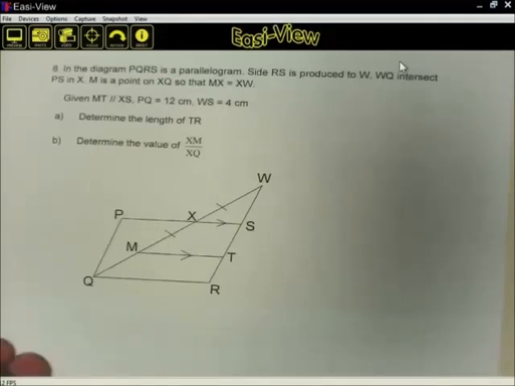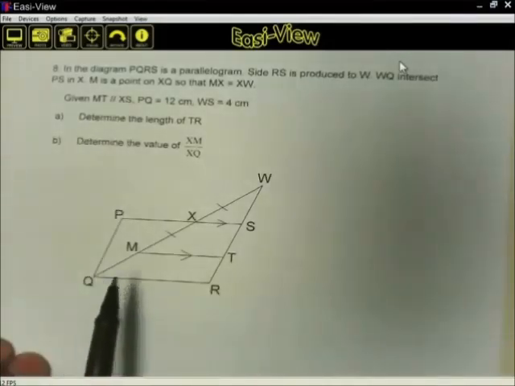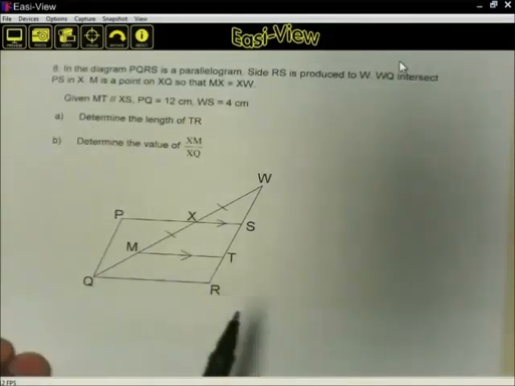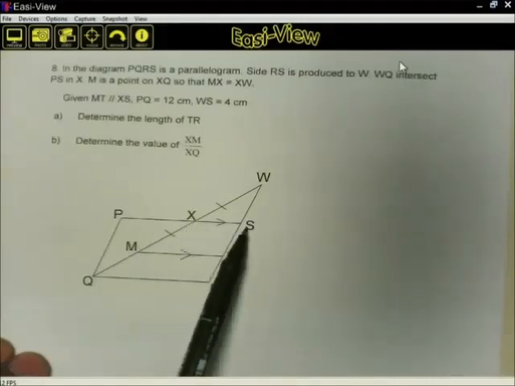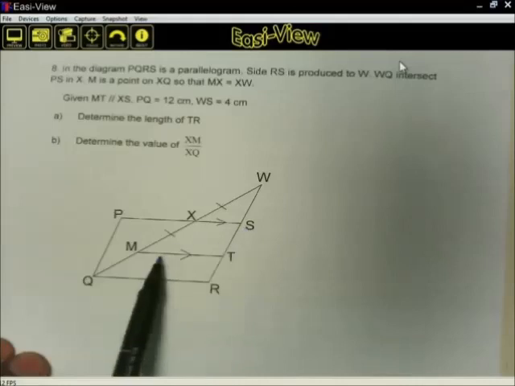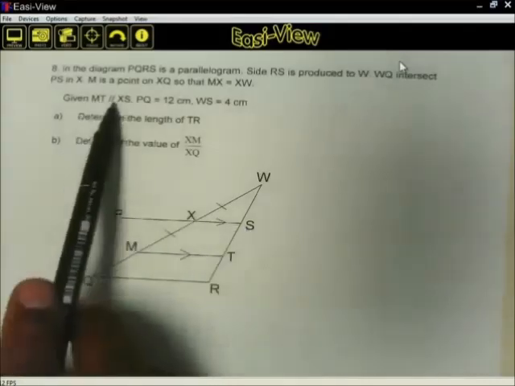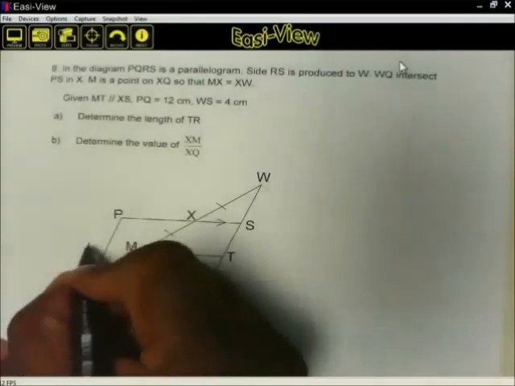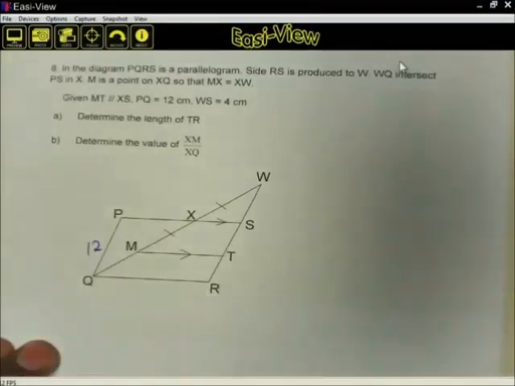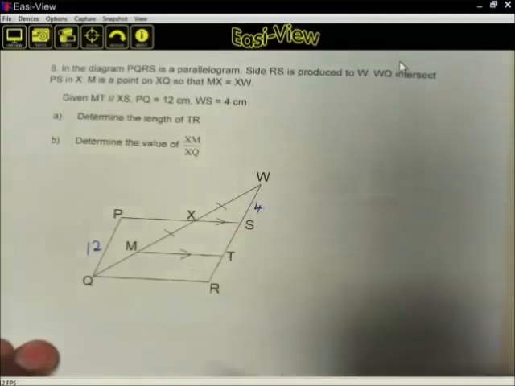Given that MT is parallel to XS, and PQ is 12 centimeters, indicated on the diagram. WS is 4 centimeters.